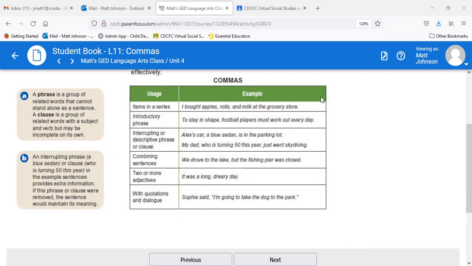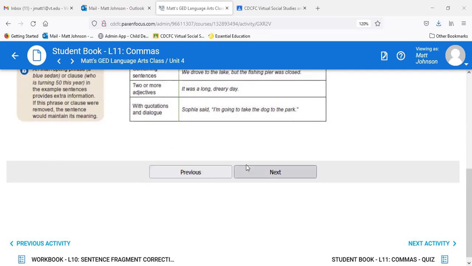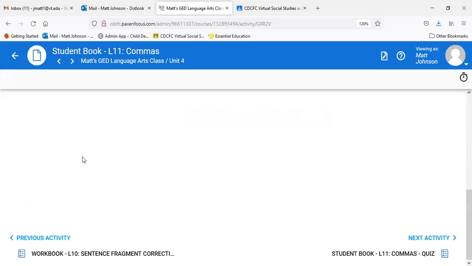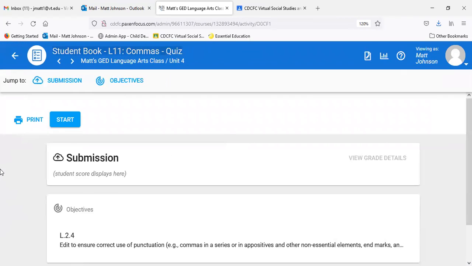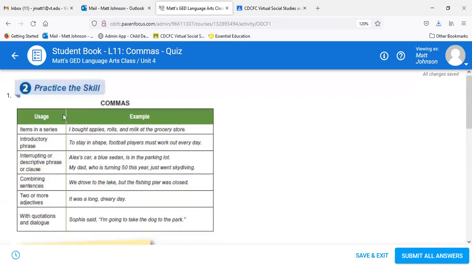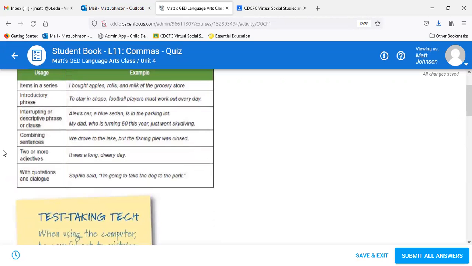So let's take a look at our quiz then. See what we get into here, using commas correctly. All righty. So there's those examples again. When and where we use the commas.